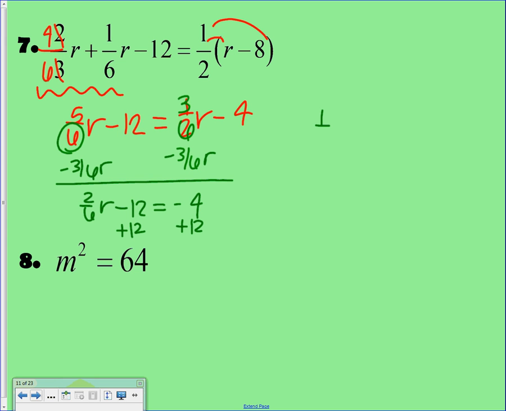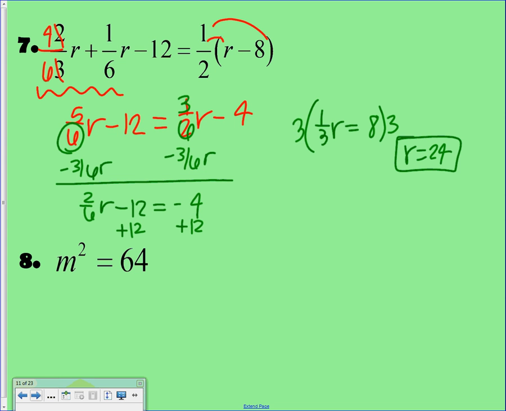2/6 is the same thing as 1/3. So I've got 1/3 r equals -4 plus 12 is 8. I'm going to multiply by the reciprocal here, which is just 3. So r equals a nice 24. Okay, most excellent. Number 8, you guys are doing a good job.